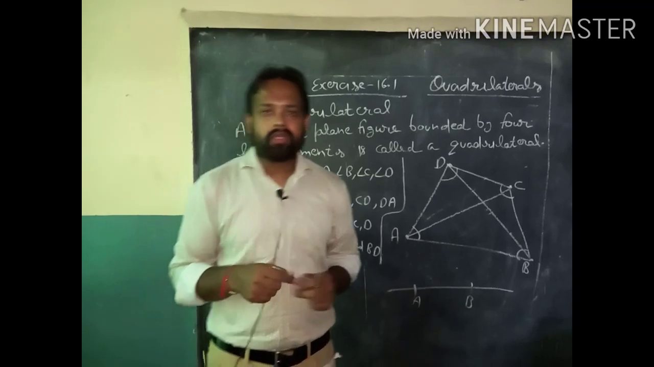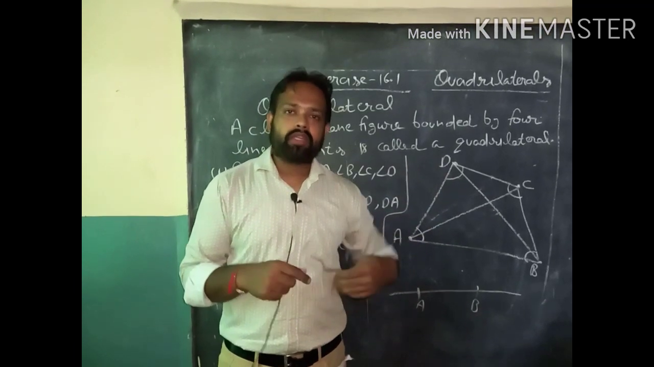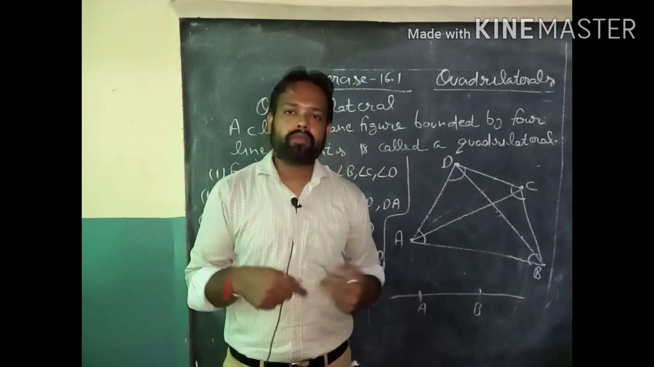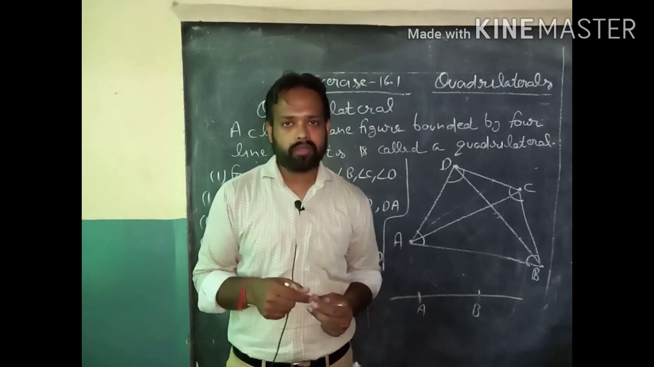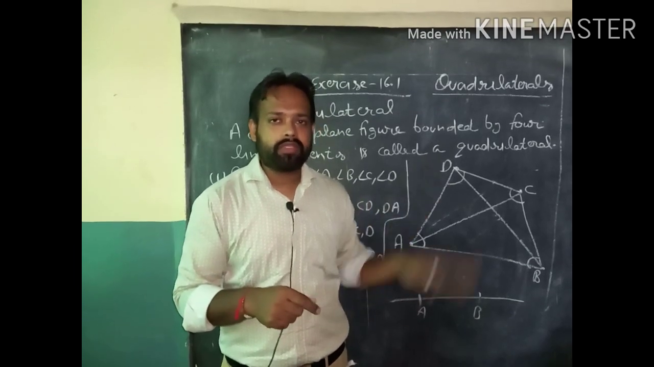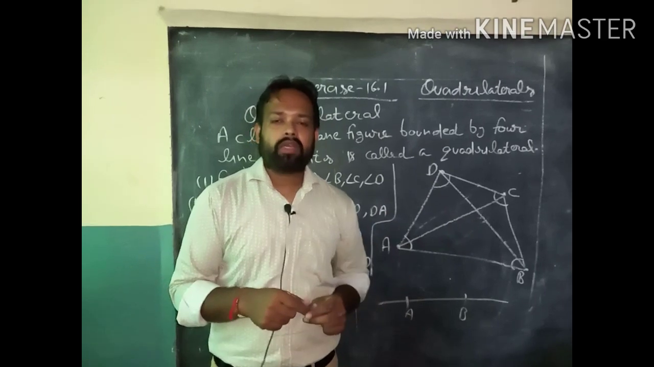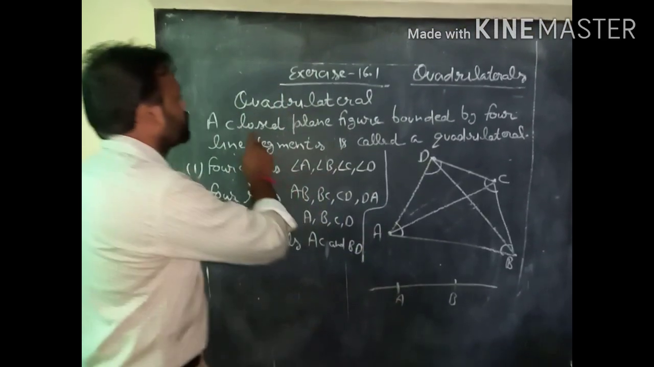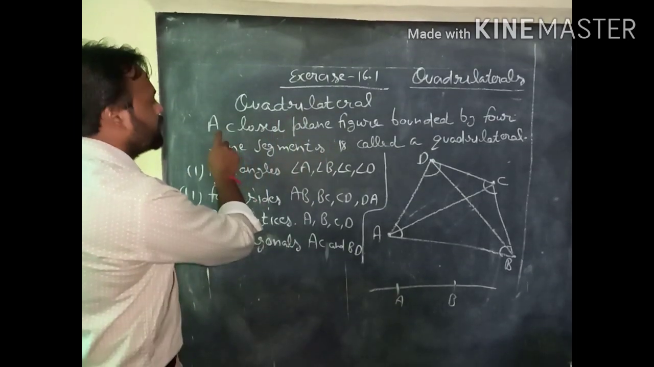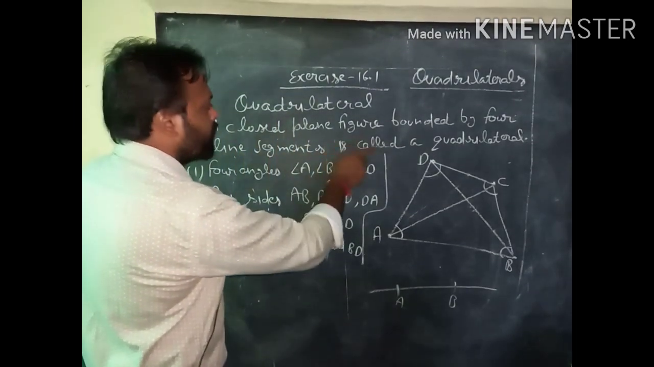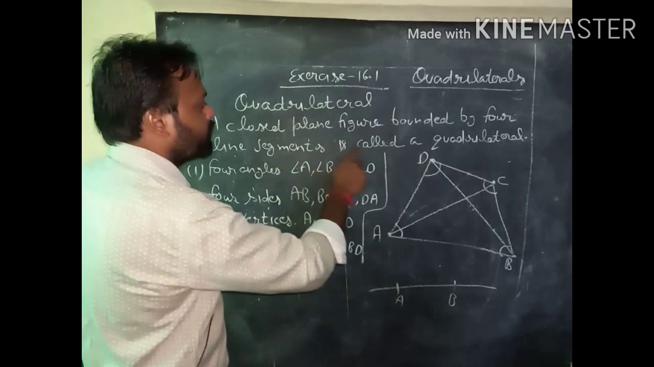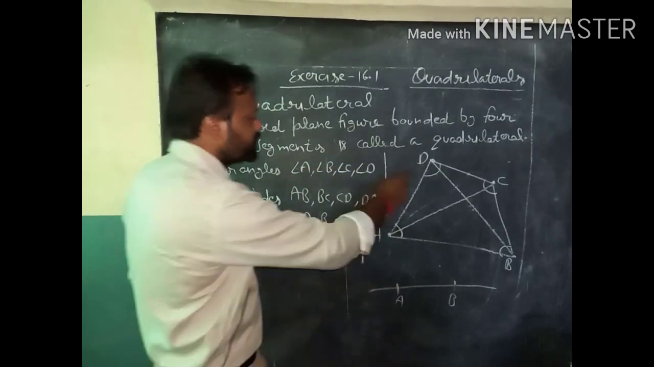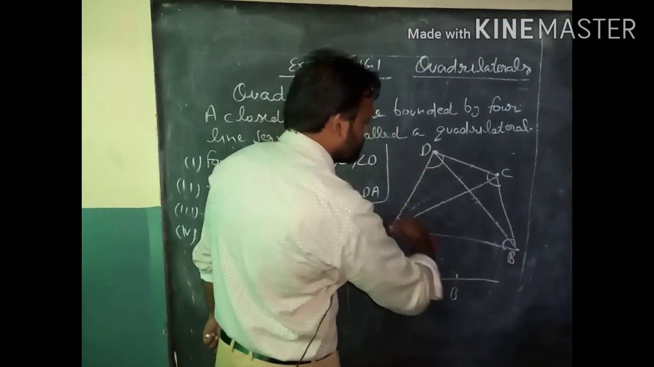Before starting the sums of this exercise, first of all we have to understand what a quadrilateral is. With the help of the definition and this diagram I will explain what a quadrilateral is. The definition: a closed plane figure bounded by 4 line segments is called a quadrilateral. Here you can see ABCD is a quadrilateral.